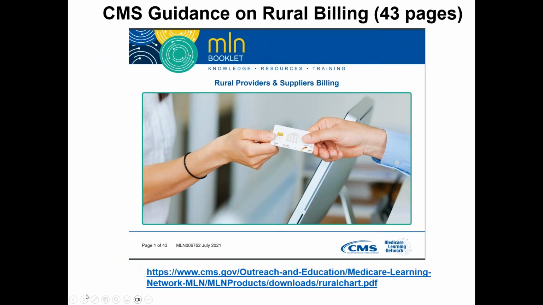Also, CMS has a 43-page document about billing. If you're in a hospital, you really need this document because it has listings of how to bill all the different services that you have. If you're in a hospital, you'll have a nursing home, a swing bed, a home health agency, and a rural health clinic.